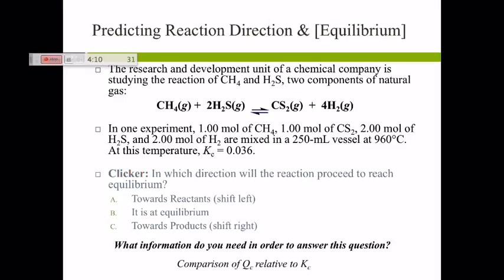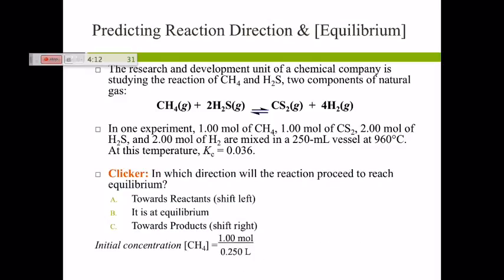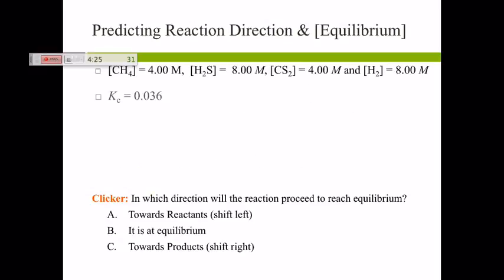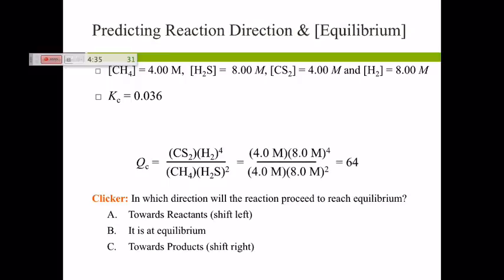Okay? So we go ahead and we find our concentration of all of our reactants and products. So I have 4 molar, 4 molar, 8 molar, and 2 molar. 8 and 8. And then we use that to find Qc. Sarah, what did you find for Q? Val, did you? That's what I got as well.